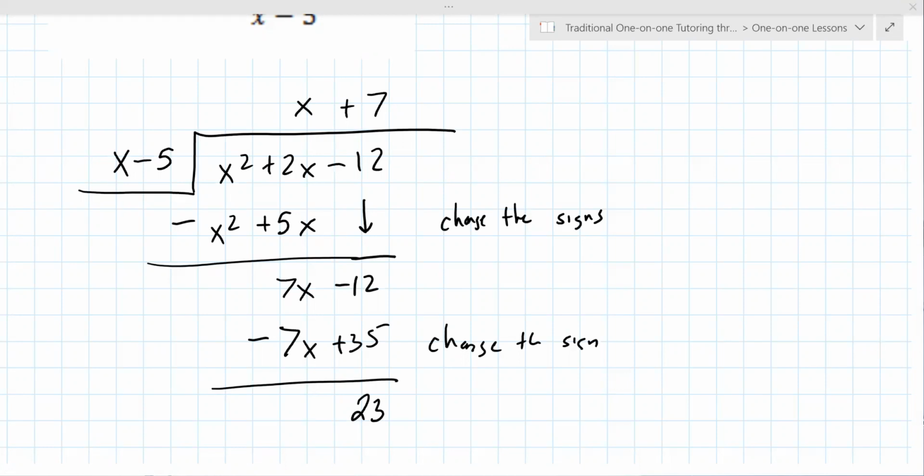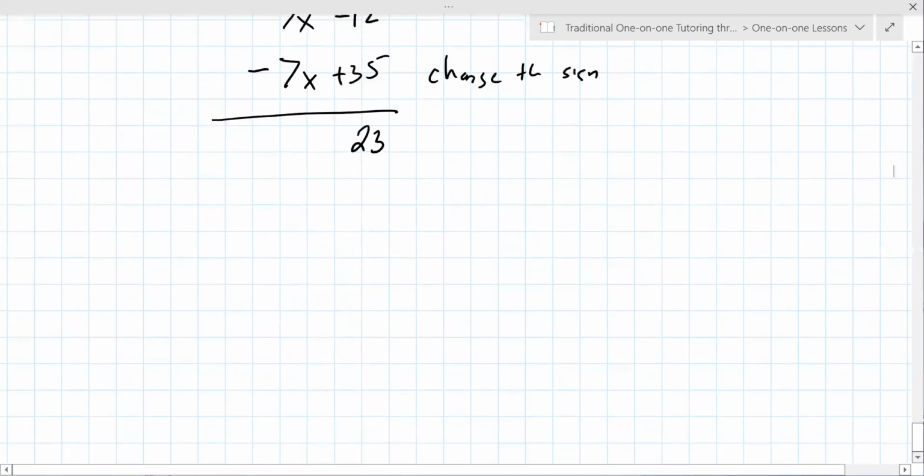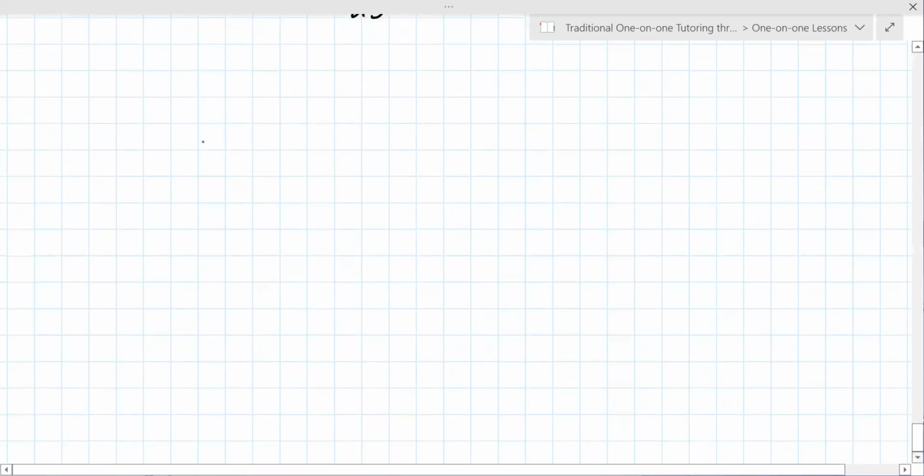Let's try one more. Try another one here. Let's go 4x squared minus 3x plus 2 over x minus 1.